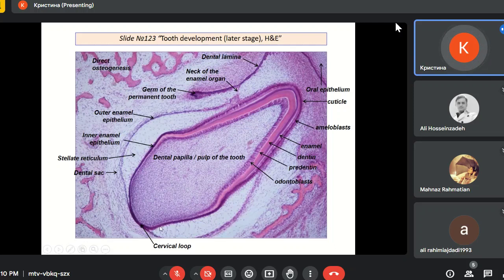And here you see how the outer enamel epithelium meets the inner one to form cervical loop, which will guide the development of the root. Also here you can see the germ of the permanent tooth, which is present here along with the developing milk tooth. So the permanent tooth will develop in the same bony alveolar socket with the milk one.